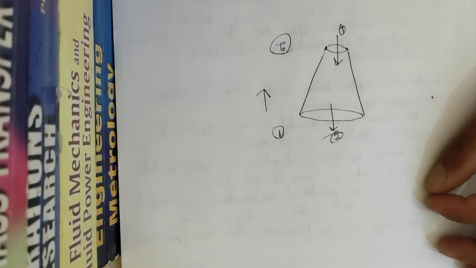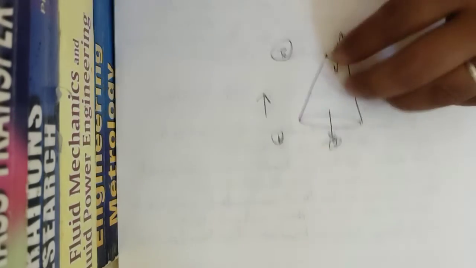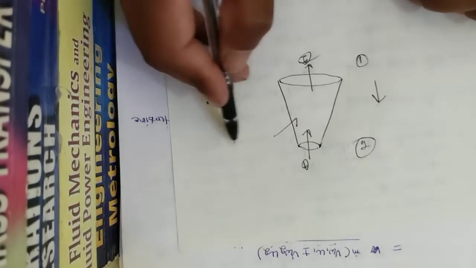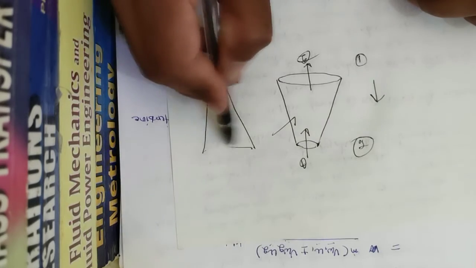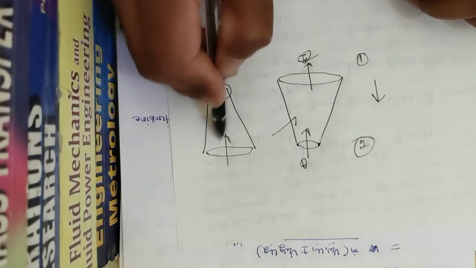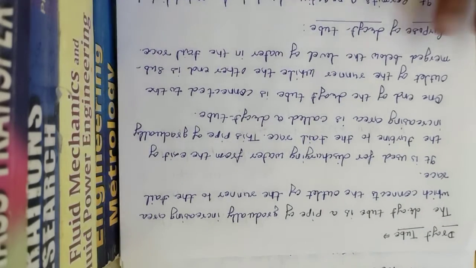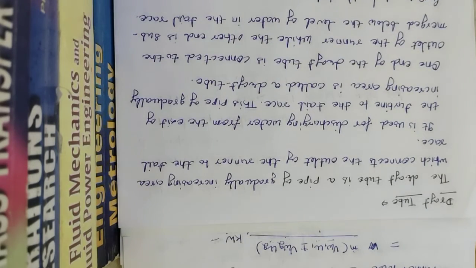But the draft tube, as I have already said, is also a tapered cross section, but its diameter gradually increases from inlet to outlet. This is called a draft tube, while this is not a draft tube. Okay, so let me start. A draft tube is a tapered cross section whose diameter gradually increases from one end to another. It connects the outlet of the runner to the tail race.